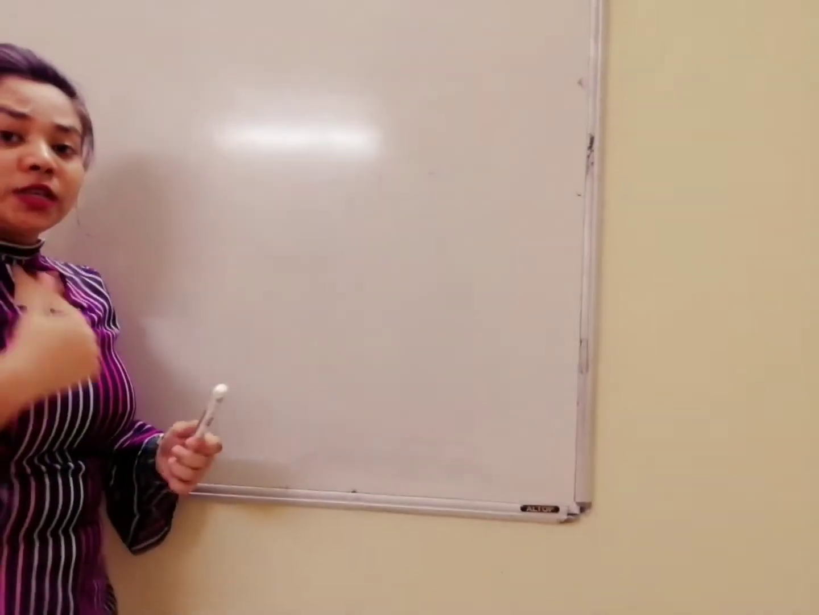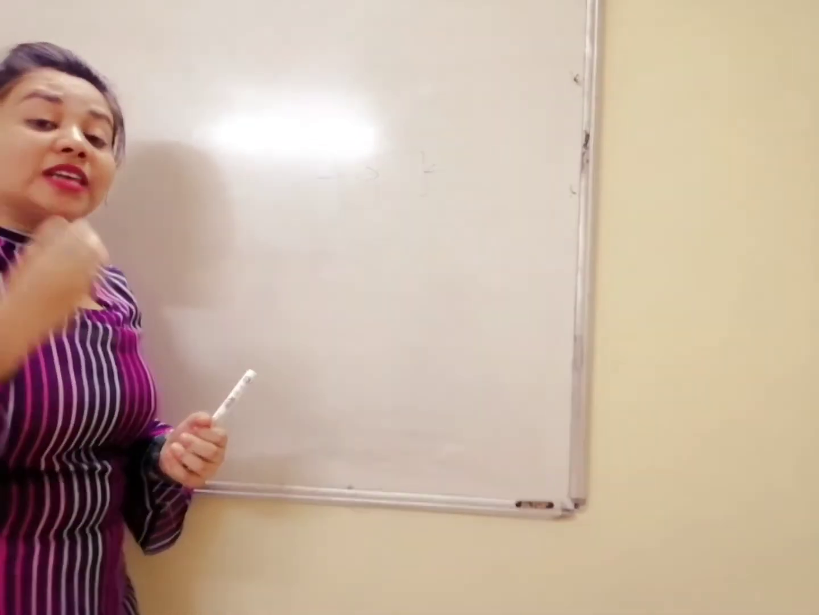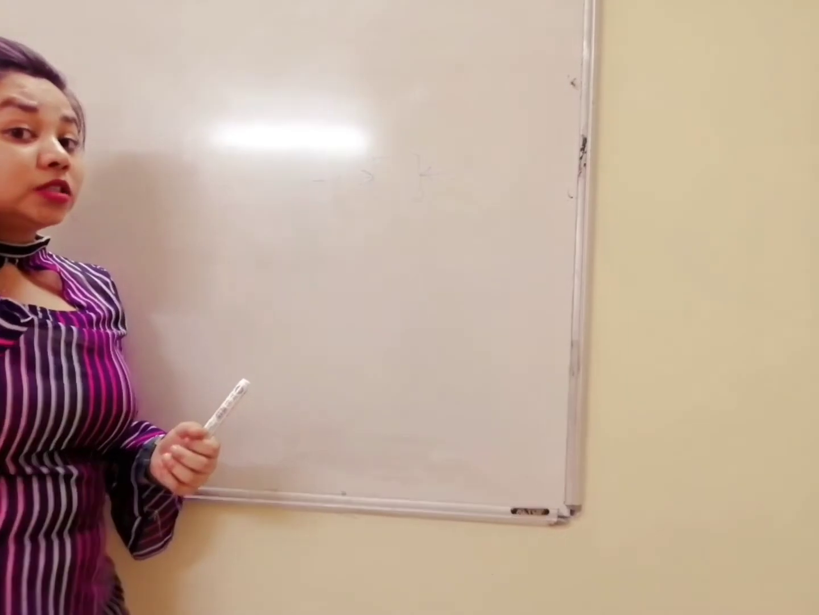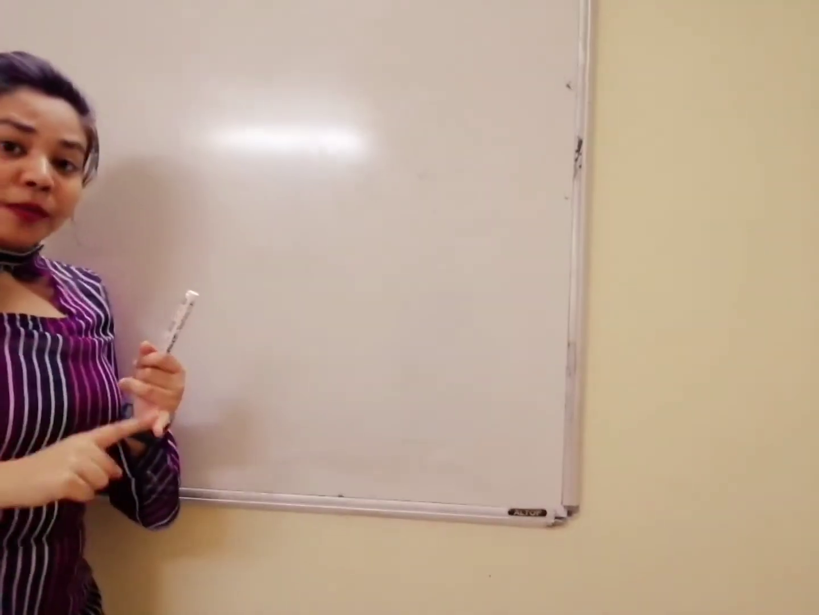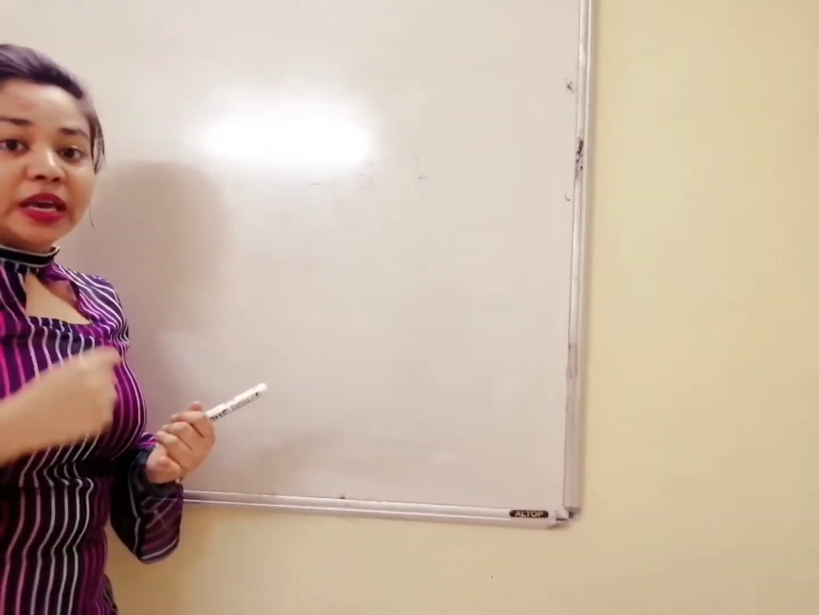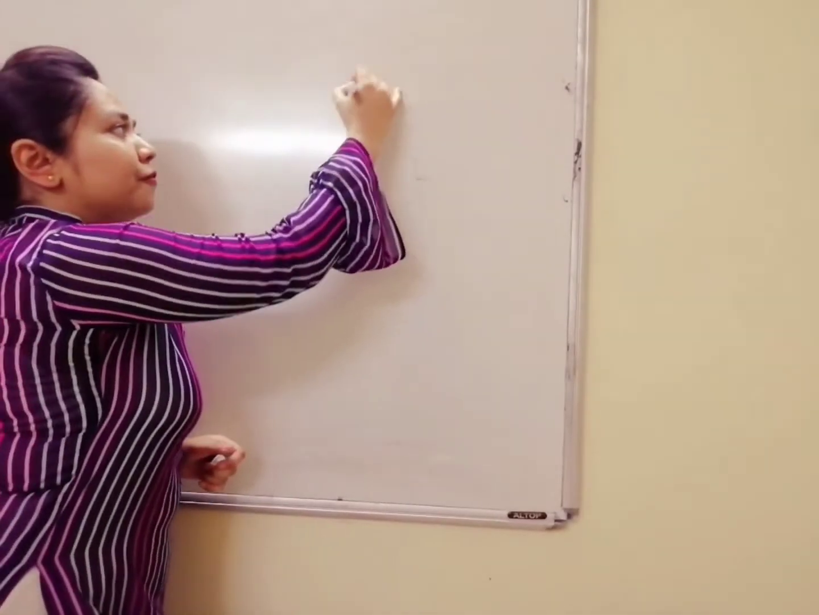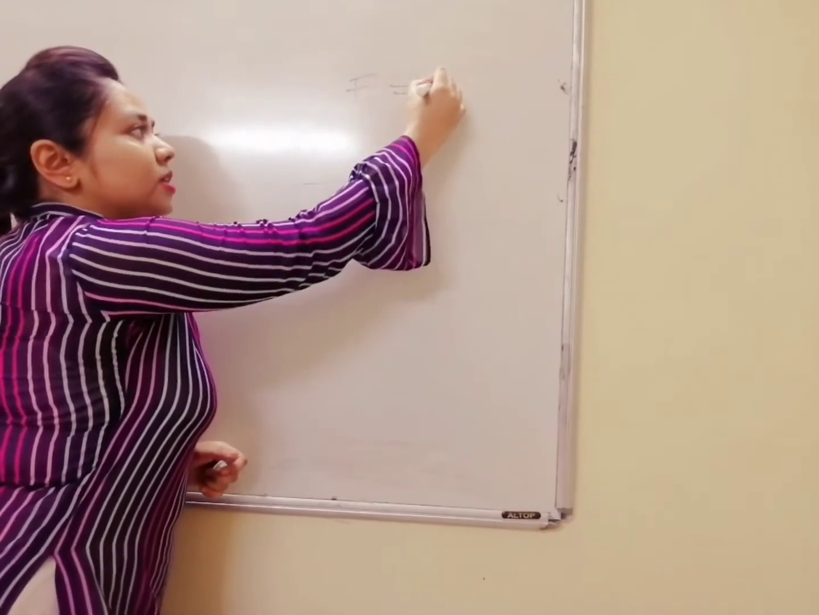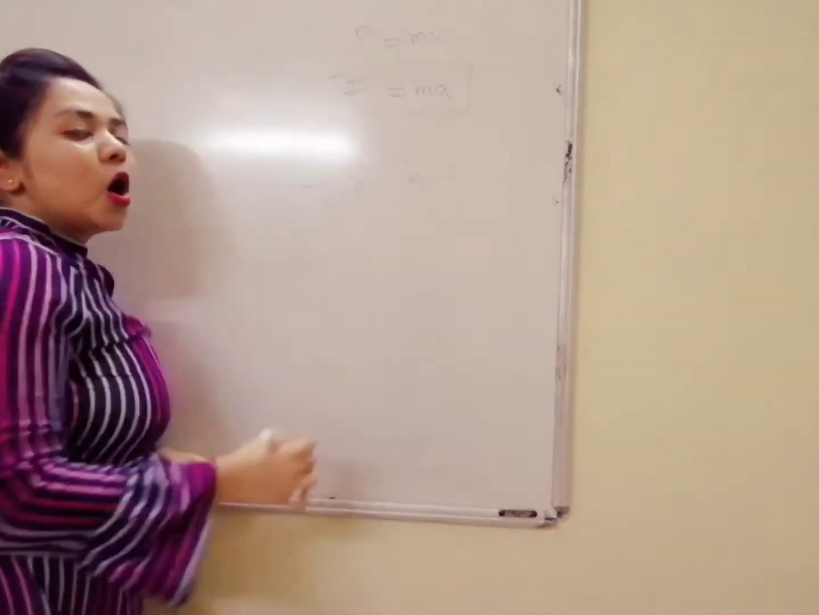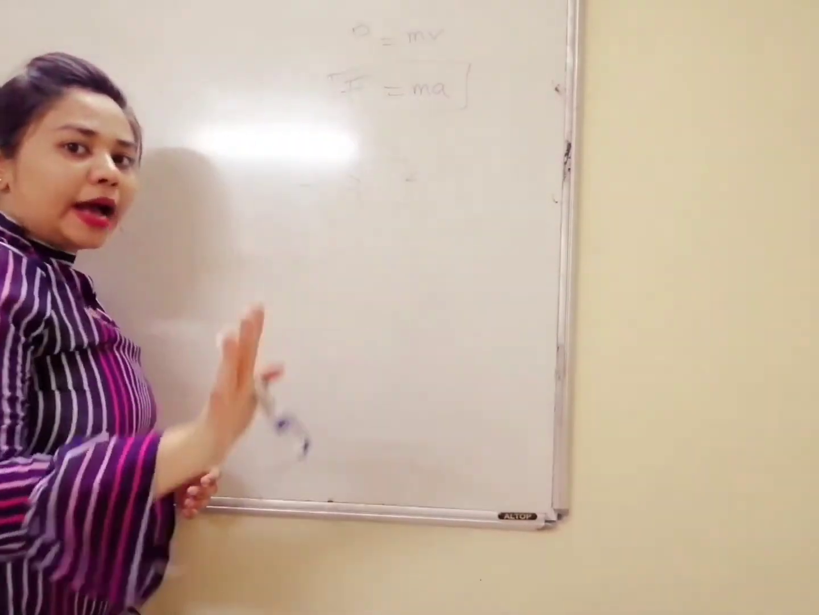The second law of Newton, which we studied today, says that the rate of change of momentum is directly proportional to the force applied, and the change in momentum is directed towards the force applied. We came to the formula F is equal to mass into acceleration. We studied that momentum is nothing but mass into velocity. So the second law states that F is equal to mass into acceleration.